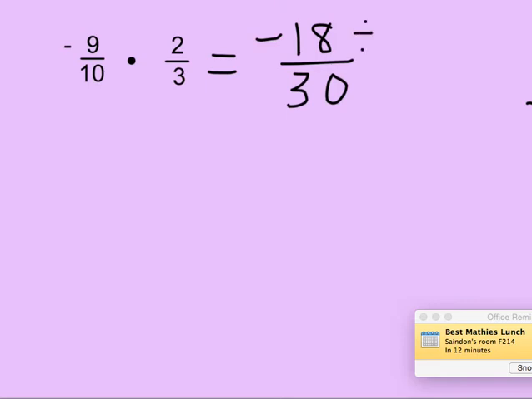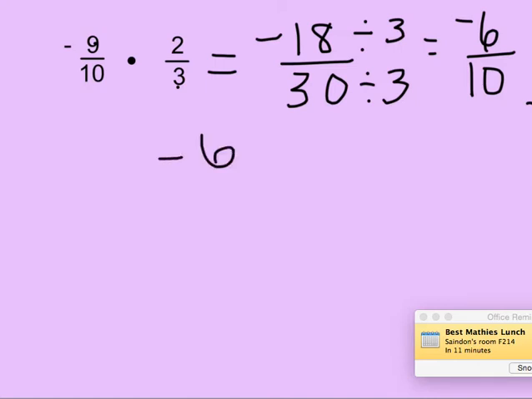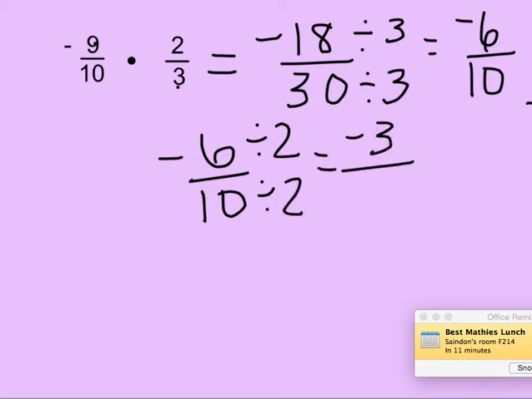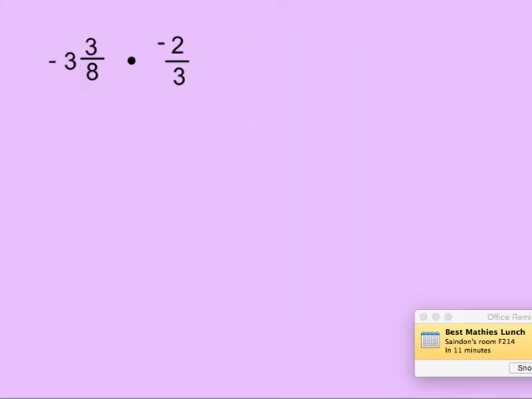So we want to go ahead and divide by 3, divide by 3. I can see that there's a 3 on the bottom and a 3 on the top. That's why I knew to divide by 3. You could also divide by 6 if you wanted to right away. So this is -6 over 10, and I can see there's still a 2 in each of these, so I'm going to do -6/10 divide by 2, divide by 2 equals -3 over 5. And that should have been the answer that you gave. Now try this problem.